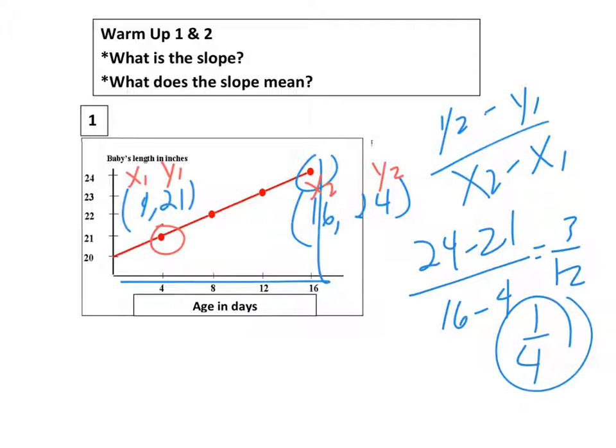And you can see that in it here, right? So if we start here, I go up 1, it goes over 4, right? It goes from 4 to 8. Go up 1 to 23, go over to 12, so it's up 1 over 4. Definitely a positive slope. And what does it mean?